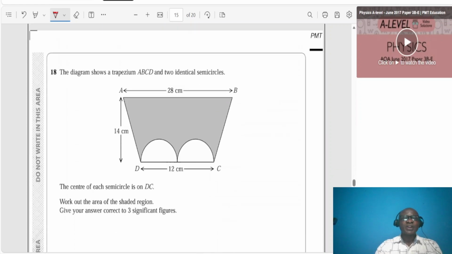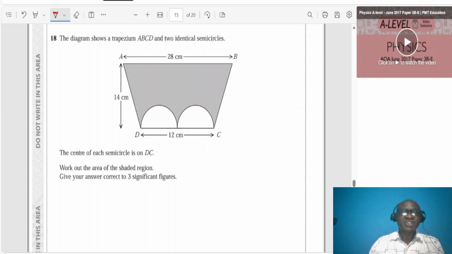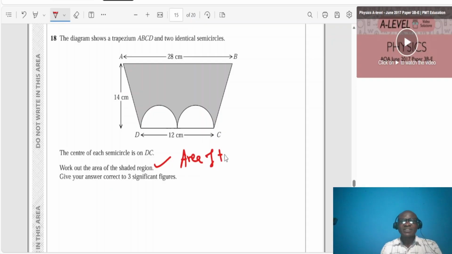That is question number 18. It is a trapezium. And here we are given that in this trapezium, we are asked to work out what? Area of the shaded region. But do you know the formula to calculate area of a trapezium? Fast, if you know, you talk to me.